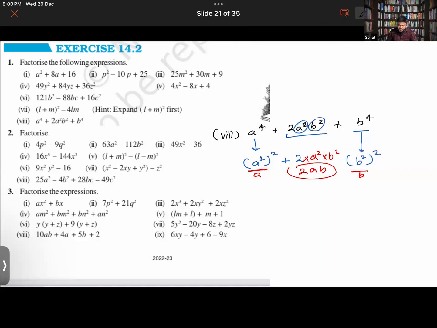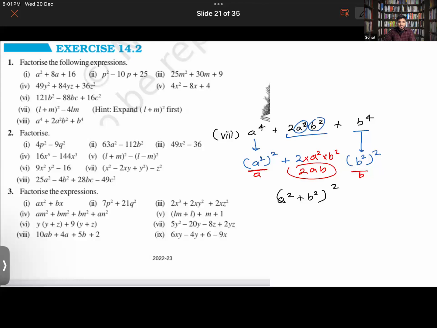Getting it now, guys? But here A is equals to... Alright. So thereby it is a square plus b square again whole square. Is that clear to everyone? Okay. So now in question number 2, see if you have doubt in anyone in question number 2.